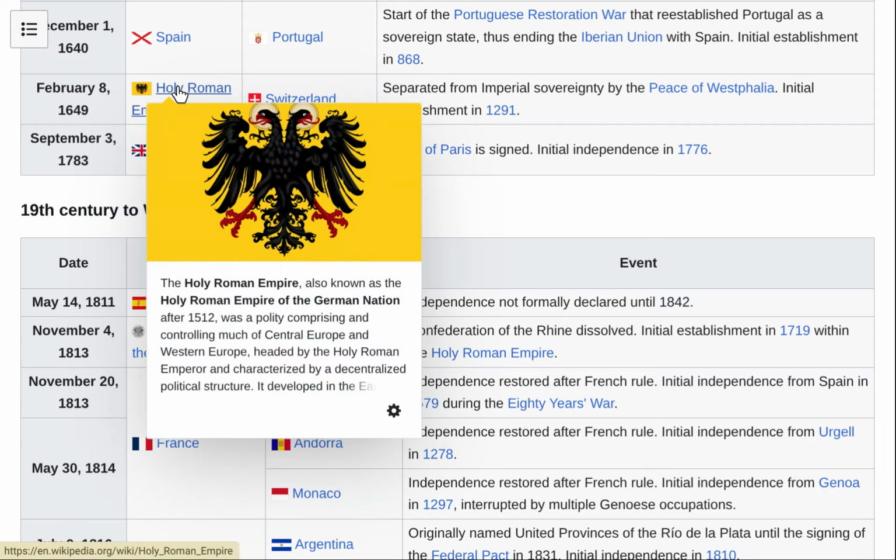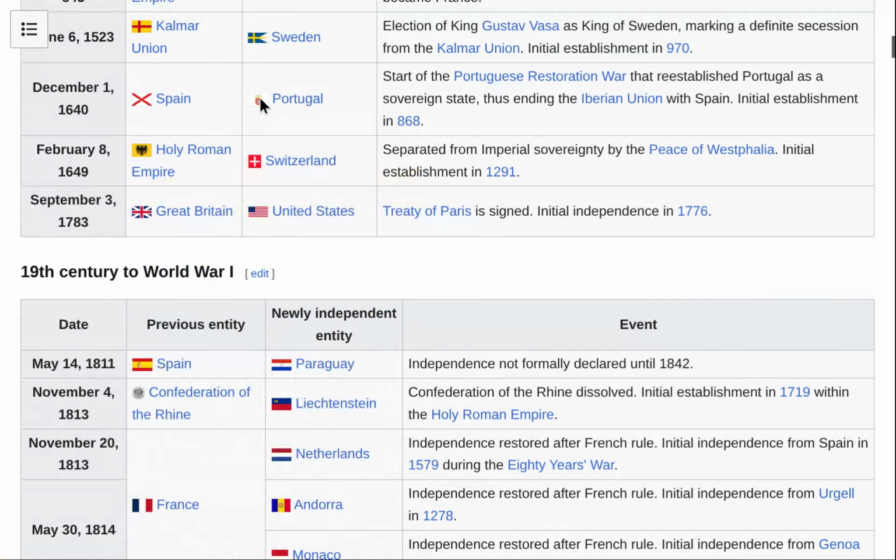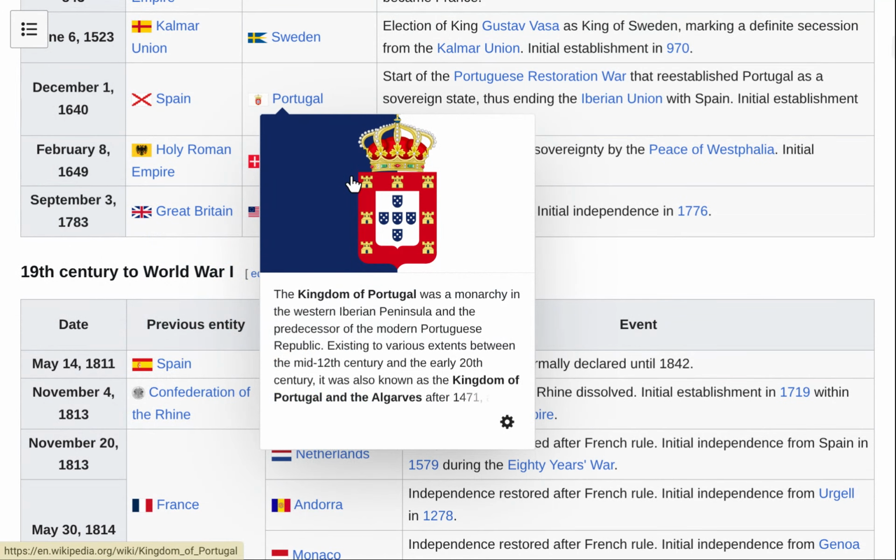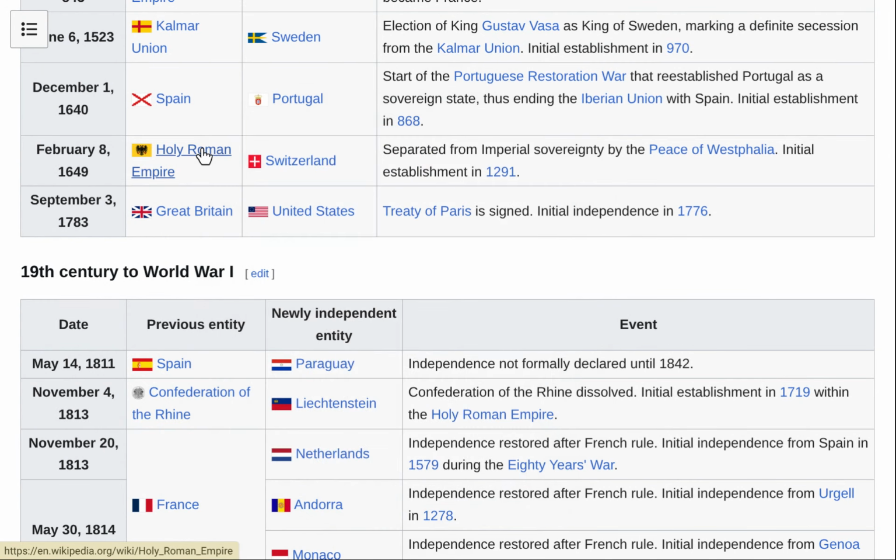Now we got the Holy... Okay, and that was independent from Portugal. This is the old Portugal flag! Wow. Well, time to move on to the Holy Roman Empire in February 8th, 1649.